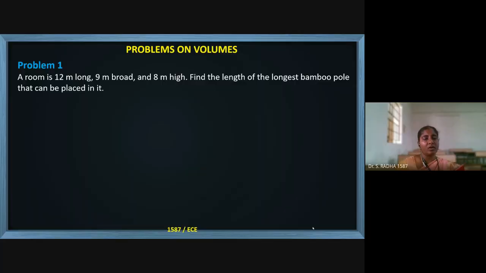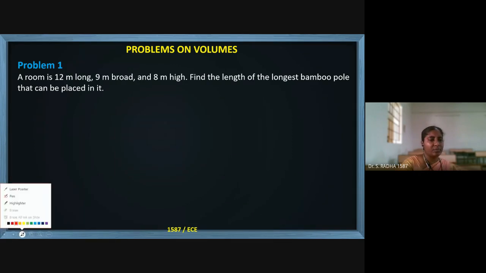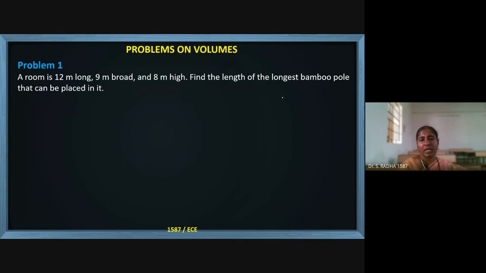A room is 12 meter long, 9 meter broad, and 8 meter high. Find the length of the longest bamboo pole that can be placed inside it. Okay, so I have to take a room, and it should have length, breadth, and height.